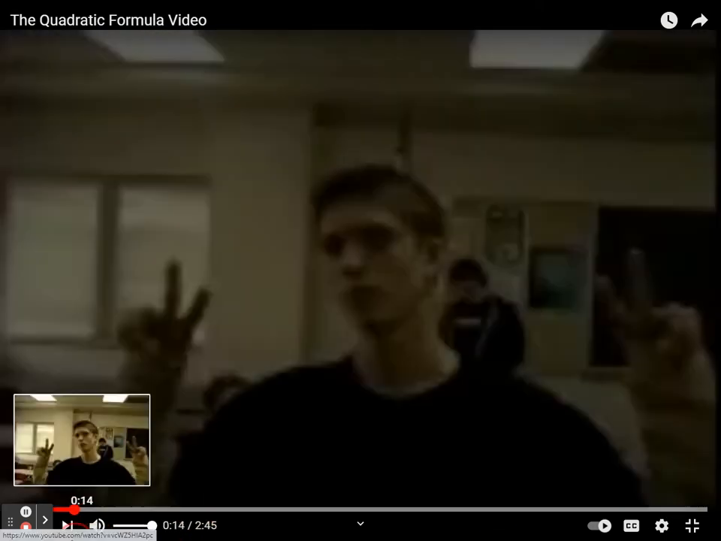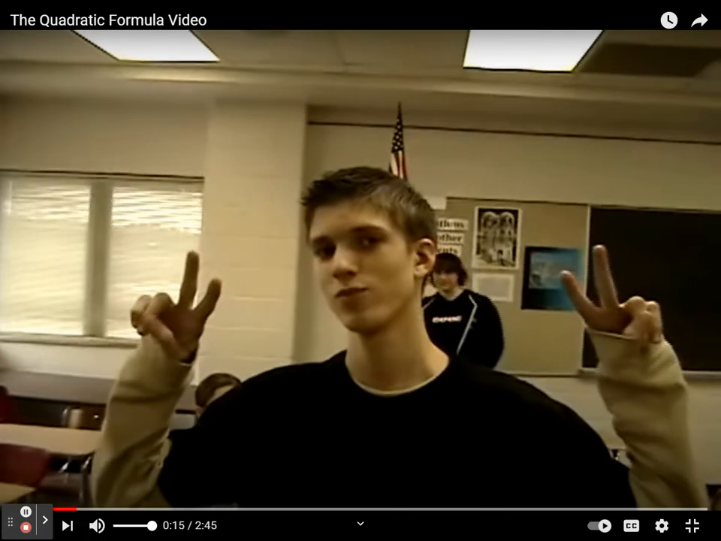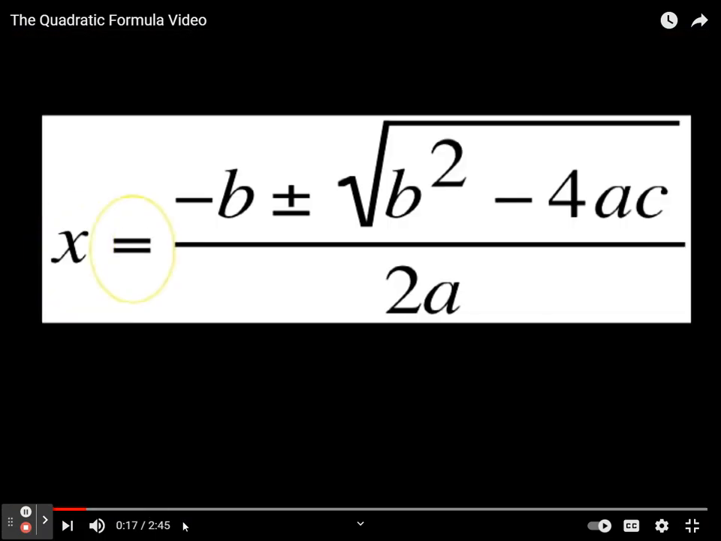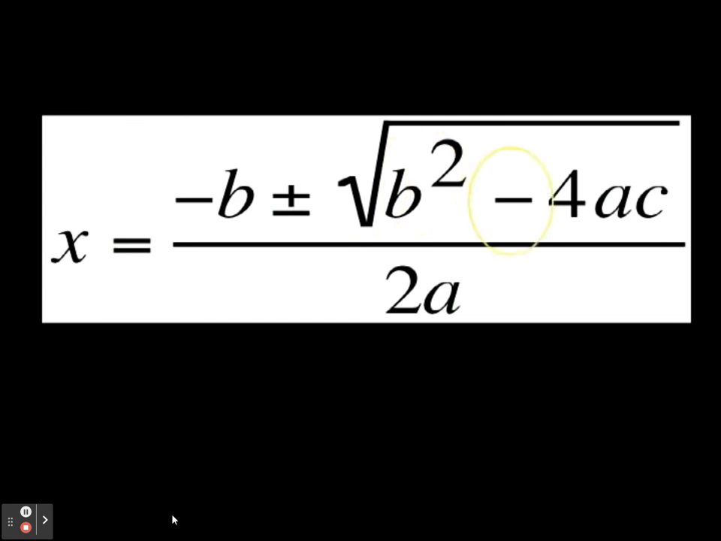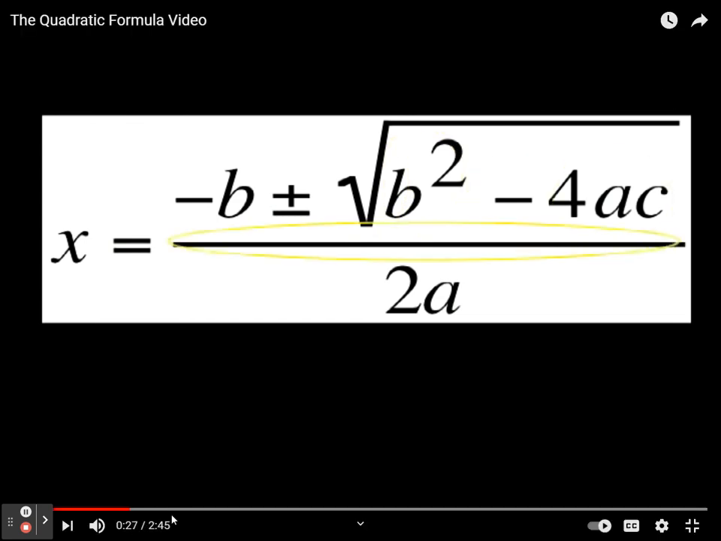Okay, I'm not going to make you listen to the whole thing again, but I want to end with this part right here because it's written properly here. X equals negative b plus or minus square root b squared minus 4ac divided by 2a. I like that part because it's written properly, where the division bar is underneath the whole thing.